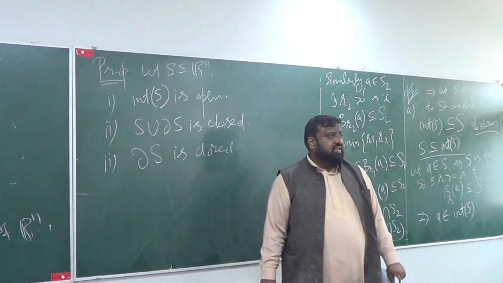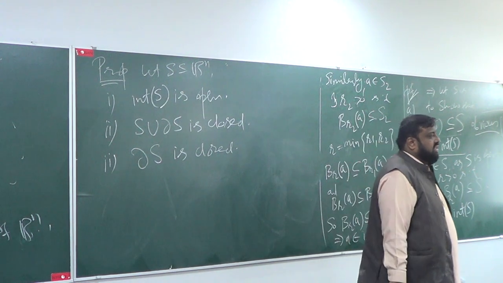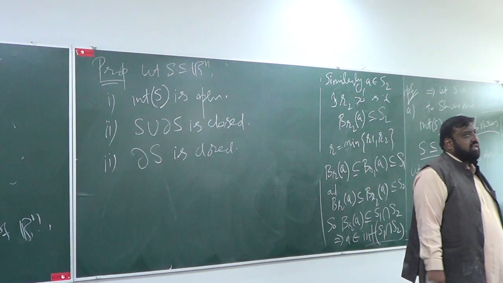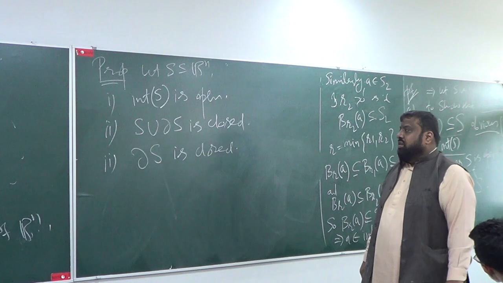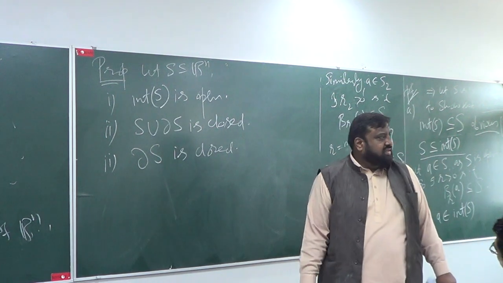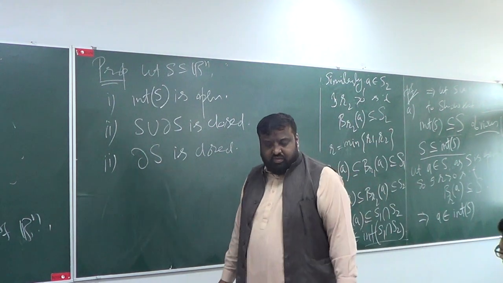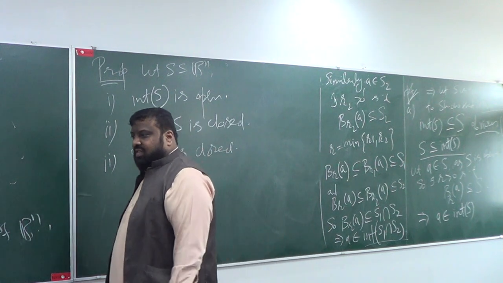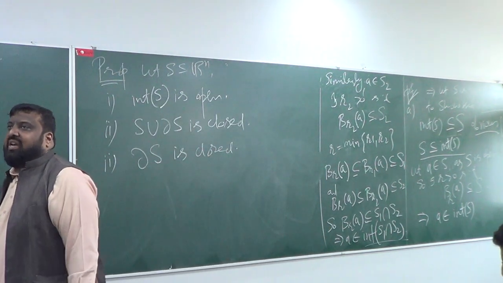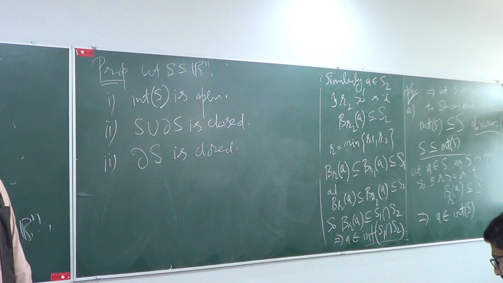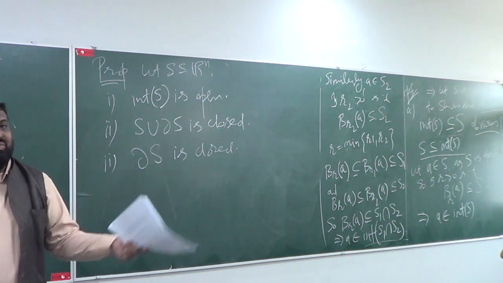So you have the boundary of this subset, and the boundary of S is the same as the boundary of S complement. Whether we see that it's closed or not, the boundary of S is the same as the boundary of S complement. That's a fact. Okay, how is that going to work? You can try to write your own proof. It's fine.